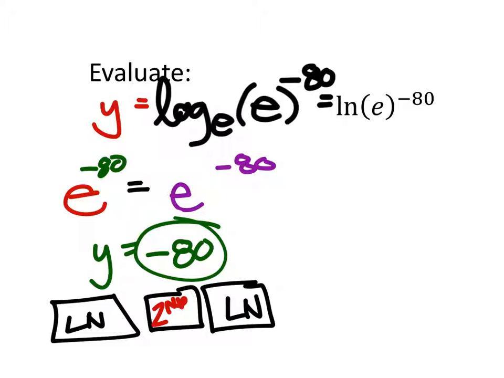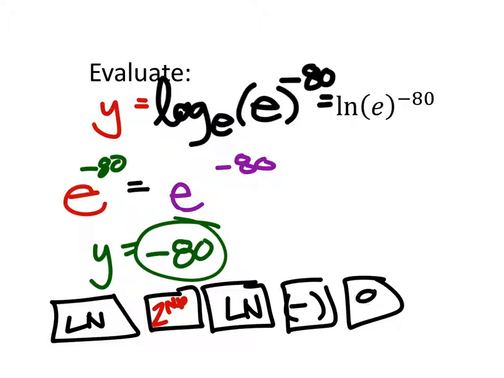And then on my calculator, it gives me the parentheses already, so I'm going to type in, well, the power is negative 80, so negative. That's in parentheses. 80, enter or equals, and it should give me negative 80.